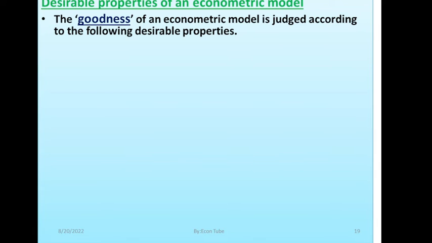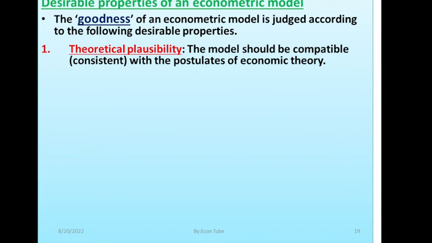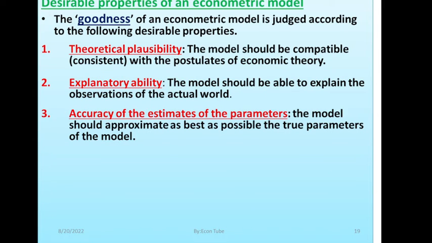What are the desirable properties of an econometric model? The goodness of an econometric model is judged according to the following desirable properties. The first one is being theoretically plausible. The model should be compatible or consistent with the postulates of economic theory. Second, explainability. The model should be able to explain observations of the actual world. Third, the accuracy of the estimates of the parameters. The model should estimate as best as possible the true parameters of the model.